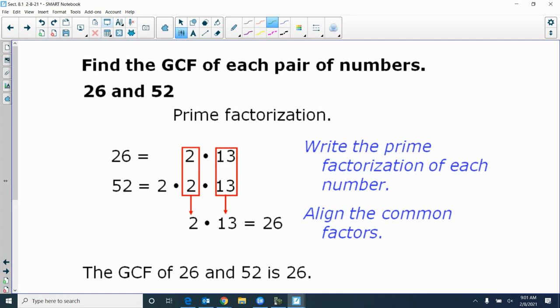Your GCF cannot be bigger than the smaller number. So you always want to test. Is that my GCF? So is 26 my GCF? Just test it. Does it go into the other number? If it is, you're done.